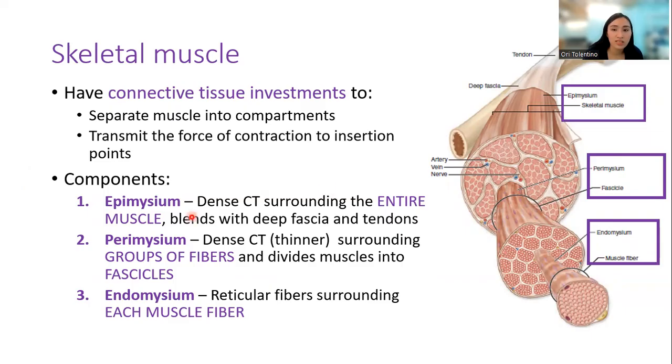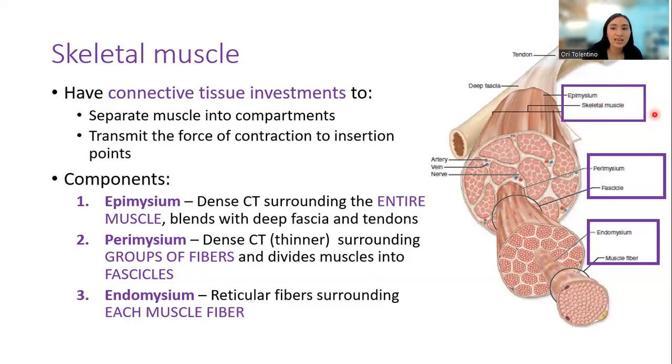First, there is the epimysium. The entire muscle is surrounded by a dense, irregular connective tissue called your epimysium. Epi means upon, and it rests upon the muscle to become its outer layer. It blends with the deep fascia and the tendon. So it's continuous with your tendon and deep fascia. It becomes your epimysium, which covers the entire muscle.